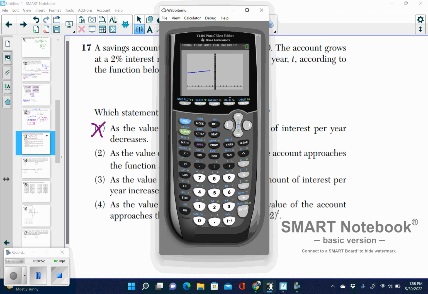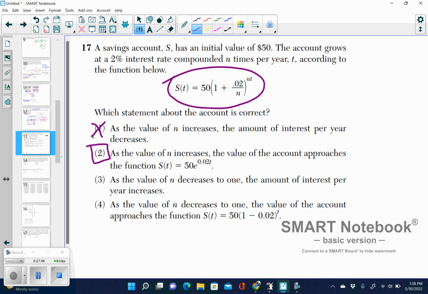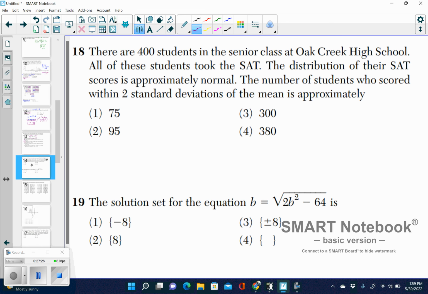And then you could see the first graph, it's steadily increasing. It's going up. And then the second graph should be pretty much right over it. Yep. There you go. So I can tell that the second answer is correct just by looking at it and then playing around with the values of n. And then you can decrease n to 1 and you'll see that the amount of interest does not increase, it actually decreases, and the fourth one is also false. Okay.